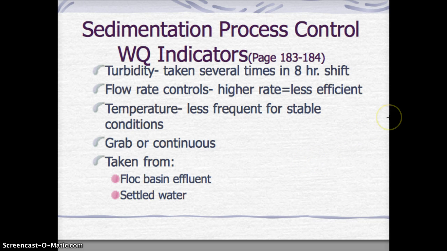The next location for process control checking is in the sedimentation. Pages 183 and 184 in the text. What's typically taken is turbidity, often several times in an 8-hour shift. They are to look at flow rate controls, and a higher rate would mean a less efficient sedimentation. Temperature, less frequent for stable conditions. You wouldn't need to test as frequently when things are running pretty stable. And can be grab or continuous, and they are typically taken from the flock basin effluent or the settled water itself.